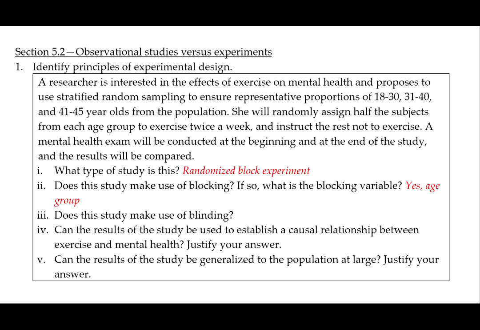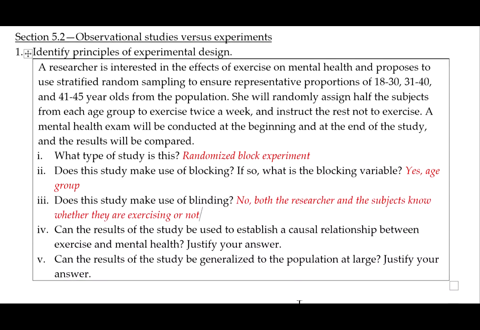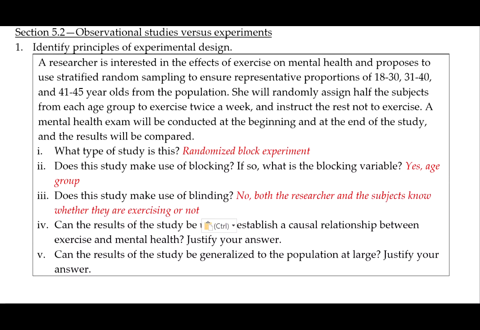Does this study make use of blinding? Blinding means that you don't know which group the subjects are in, which treatment group the subjects are in. In this case, there is no blinding because both the researcher and the subjects know whether they are exercising or not. With some treatments, it's impossible to blind because there's no way to make it so that these observational units don't know whether they're in the exercise or non-exercising group because they're being told whether to exercise or not exercise.